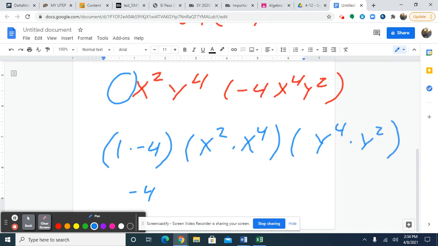So x squared times x to the power of 4 is going to be x to the power of 6. And we have y to the power of 4 times y to the power of 2. That's going to be y to the power of 6 as well. What we're doing again is adding the exponents.